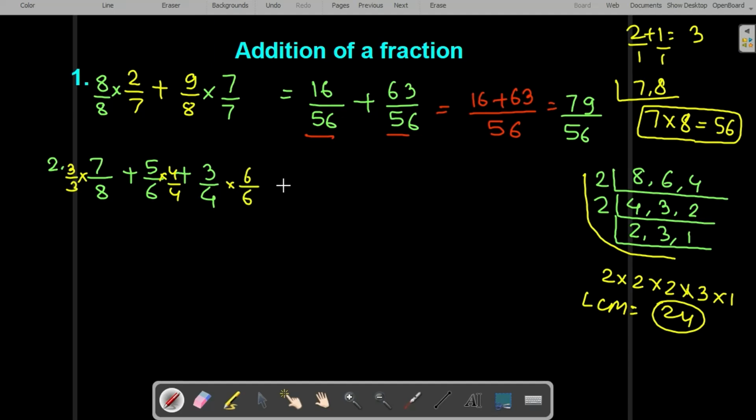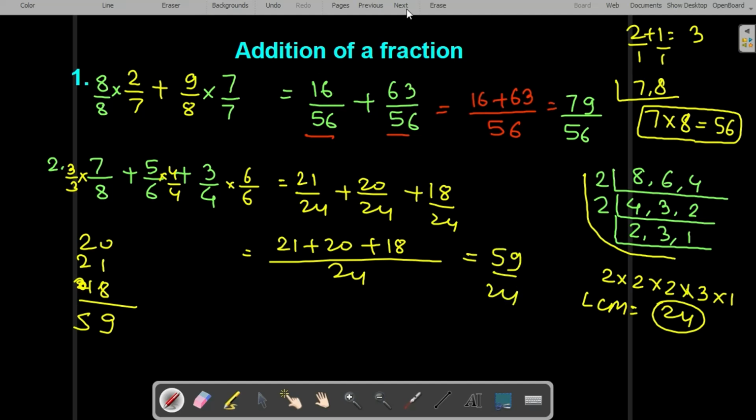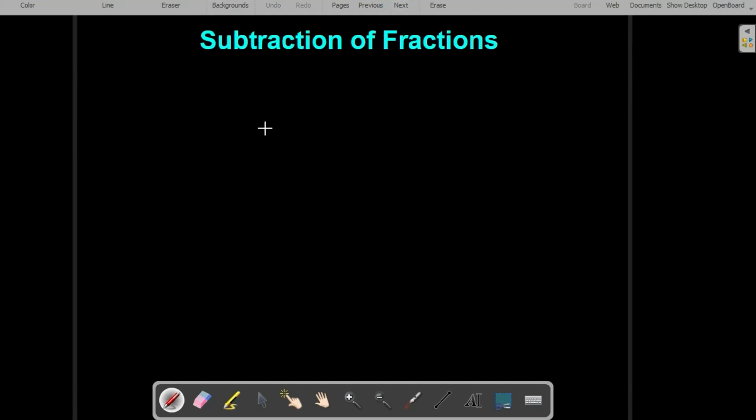Now 3 into 7, which is equal to 21 upon 24, plus 5 into 4, 20 upon 24, and 18 upon 24. Now each has the same denominator, so we can write here 24, and this is 21 plus 20 plus 18. So now our answer will be 21 plus 20 plus 18. So 8 plus 1 is 9, 2 plus 2, 4 plus 1, 5, 59. So we can write here 59 upon 24. So this way we can solve addition of fractions.